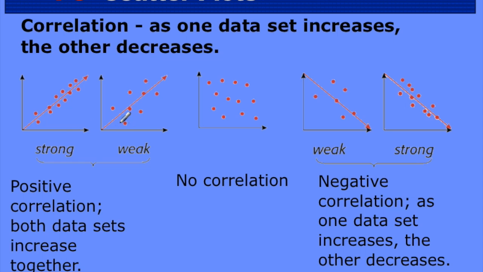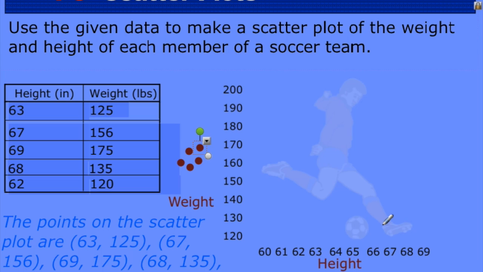Versus this one, if you see the data points are a little spread out from this line, that means it's a weak correlation. So here we see a weak negative correlation because the data points are spread out, versus this one, which is much stronger because the data points are pretty close by the line. A negative correlation is when, as one data set increases, the other one decreases.